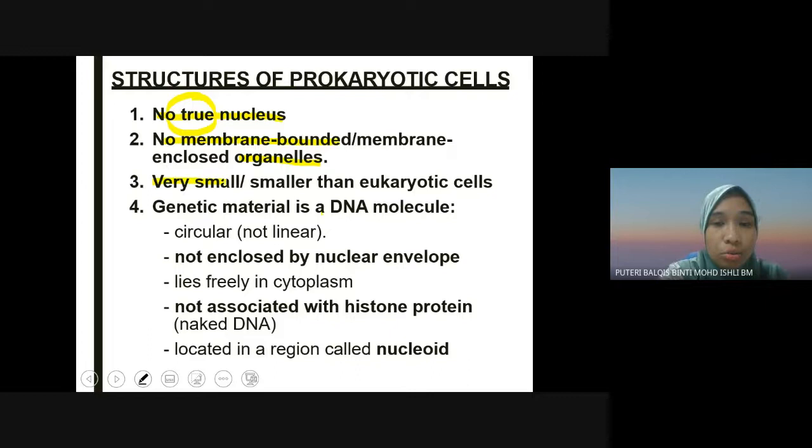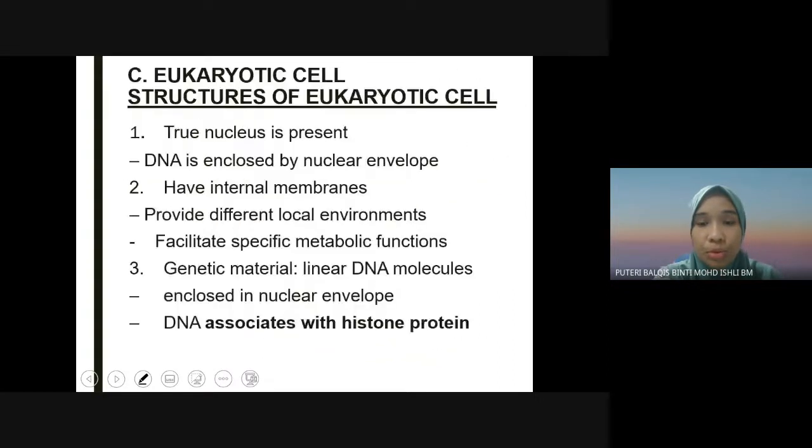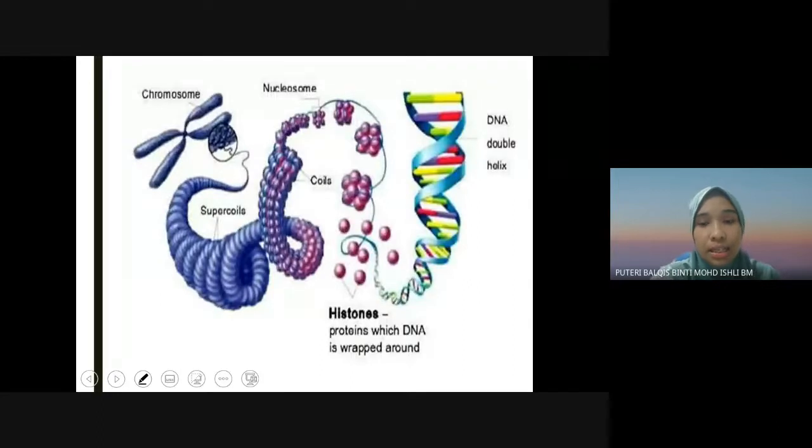It also has DNA, but the DNA is circular. DNA dia adalah circular. And yang paling penting, DNA is not associated with histone protein. And what is the histone protein? Histone proteins look like this. Okay, this is histone. Okay, histone protein.